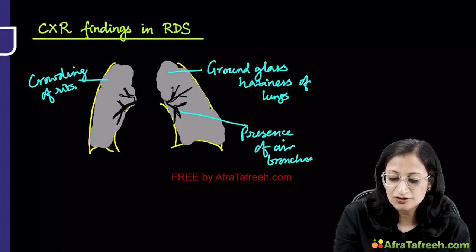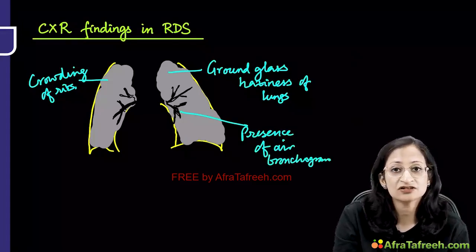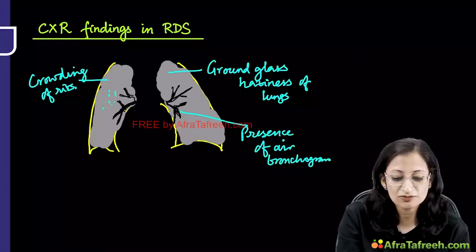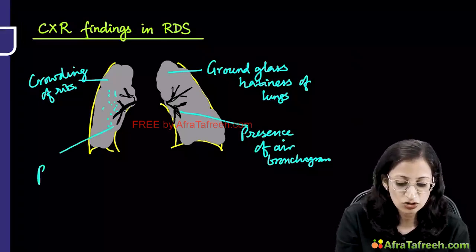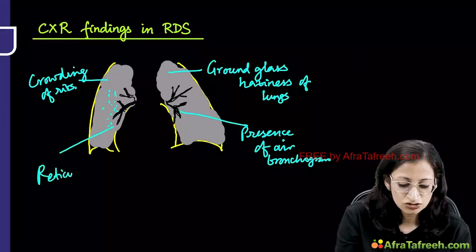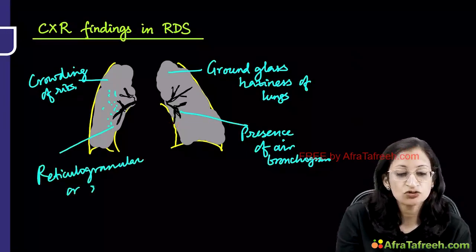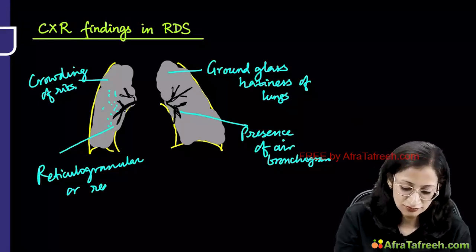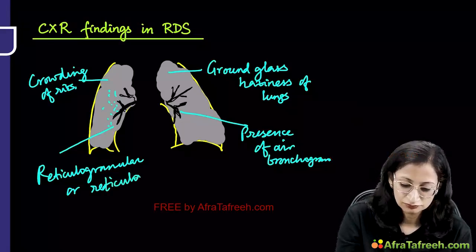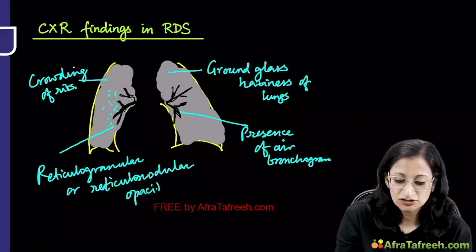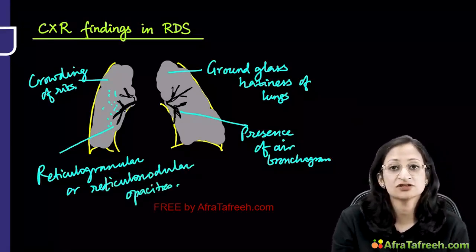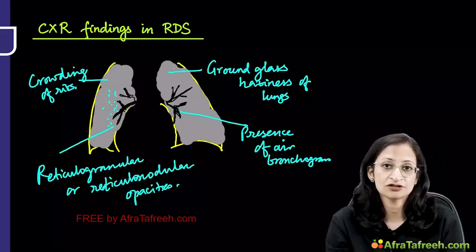And sometimes some of the alveoli have surfactant, some do not. So, some are collapsed, some are open, some are partially open, some are partially closed. So, you can get reticulogranular or reticulonodular opacities as well. So, these are the typical chest X-ray findings that we get in respiratory distress syndrome or hyaline membrane disease.